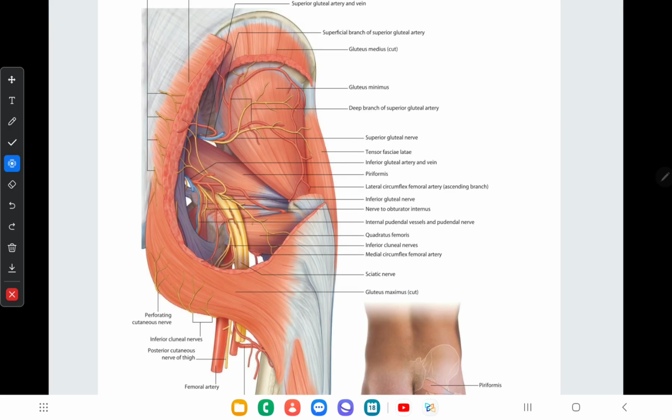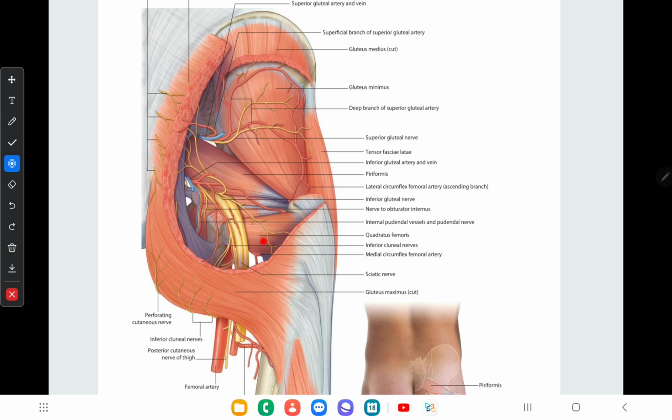Here you can see a posterior view of the gluteal region, or posterior view of the pelvis. This muscle is the piriformis muscle. This is the superior gemellus muscle. This is the obturator internus muscle. Then you have the inferior gemellus muscle, then the quadratus femoris muscle. You have to remember those muscles. This is piriformis, this is superior gemellus, then obturator internus, then inferior gemellus.